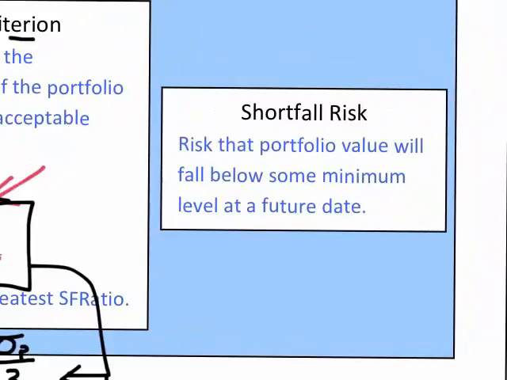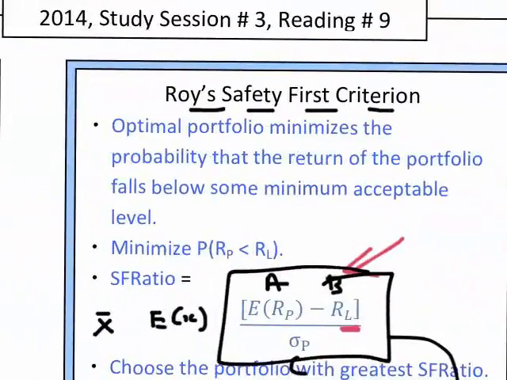Now, another way this can be examined is you can be asked how we assess shortfall risk. And what is shortfall risk? Shortfall risk is that the portfolio value will fall below some minimum level at a future date. The portfolio value will not rise by what we want at least. So the portfolio will be less than what it should be. That is the shortfall risk. How is it measured? It is measured by Roy's safety first criterion.